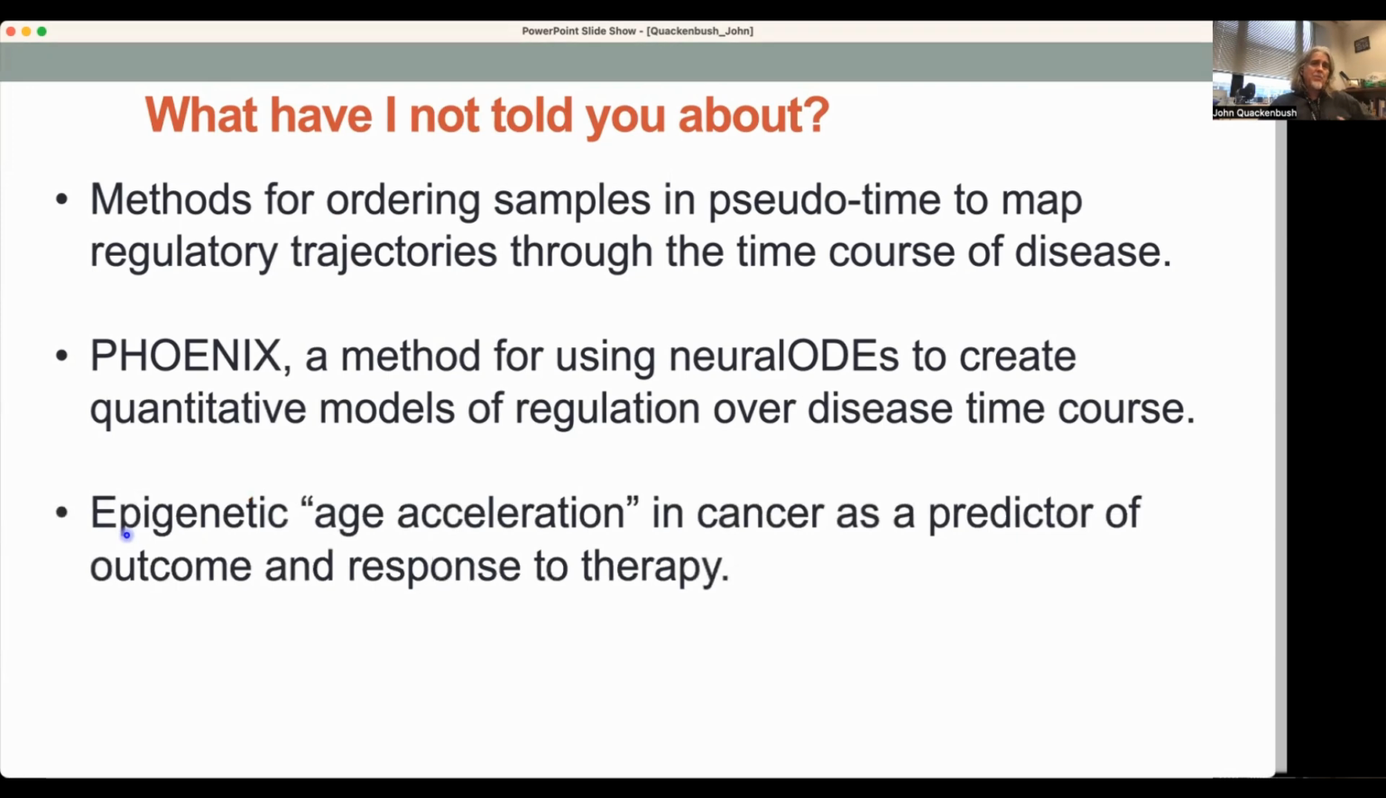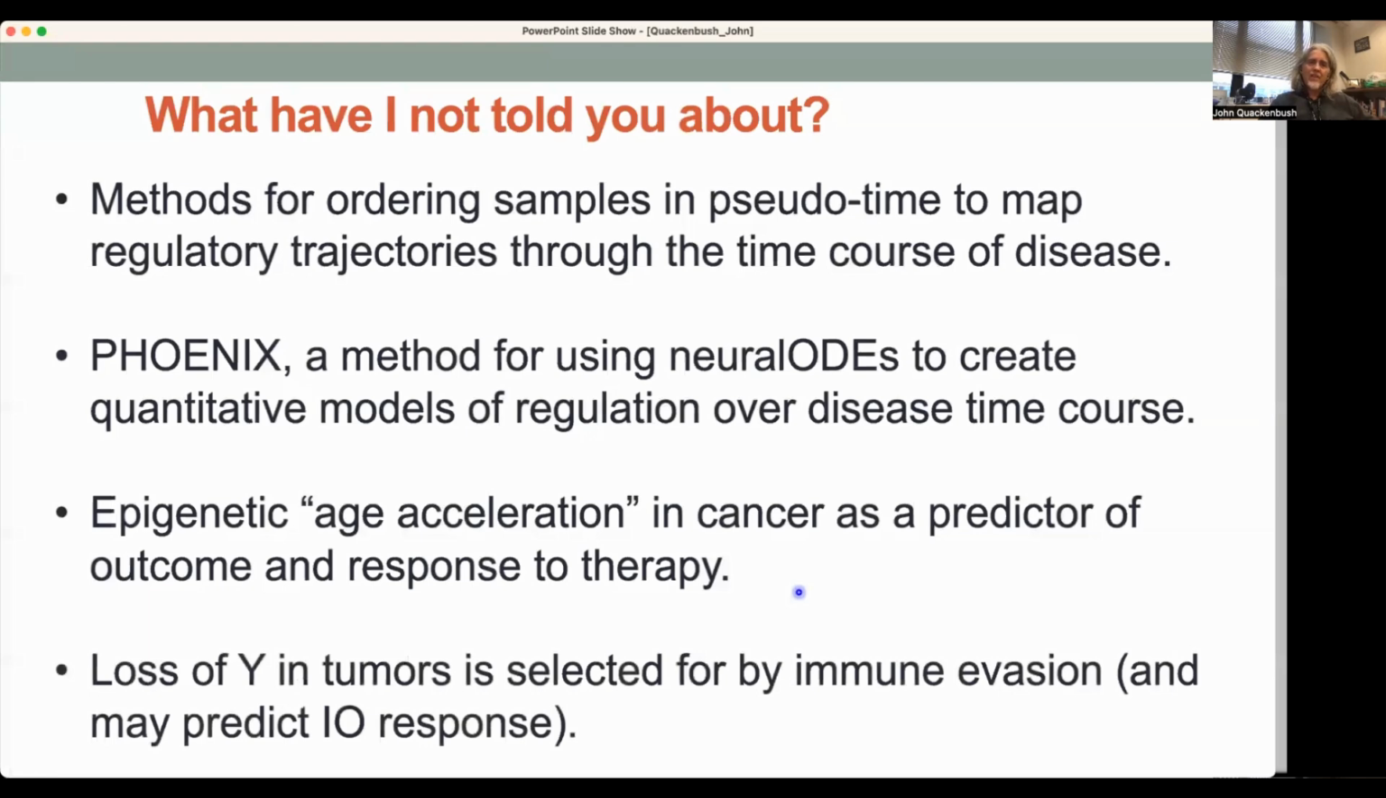We've also been looking at epigenetic age and epigenetic age acceleration as a way of ordering samples, but also to think about the way in which disease can represent altered processes of aging. And then last but not least, one of the things we're about to submit a paper describing is the loss of Y in male tumors. And we have good data showing this is selected for by immune evasion and that it may be predictive of immuno-oncology response. So that's all I have for you today.